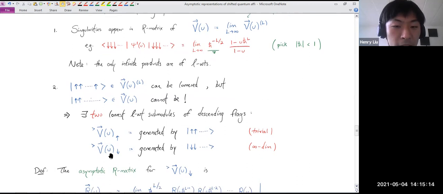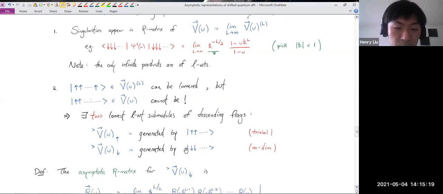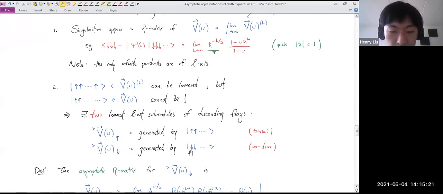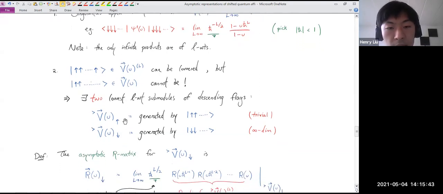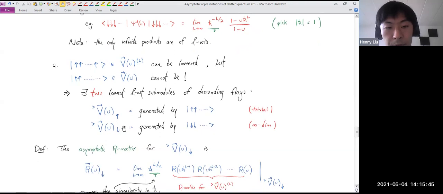And then you have the submodule which is generated by the vector of all down arrows. And this one is more interesting because now there are non-trivial things you can do to this vector of all down arrows. You can raise the first one, and then you can raise the second one, and then the third one, and so on. And so you get some infinite dimensional submodule of descending flags of arrows.